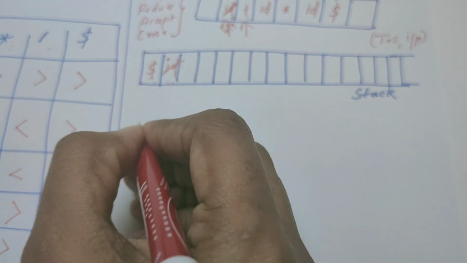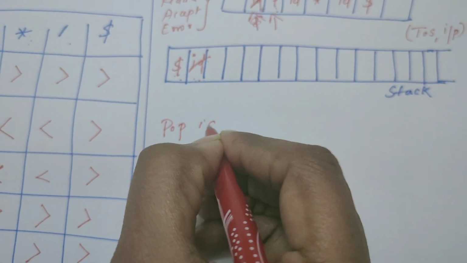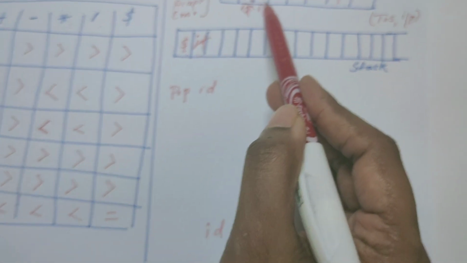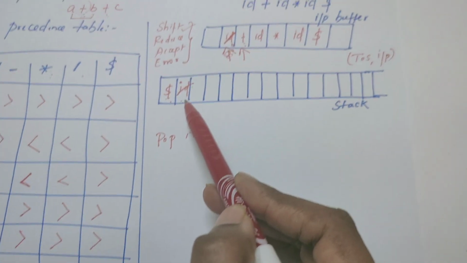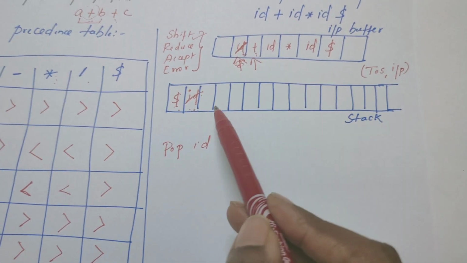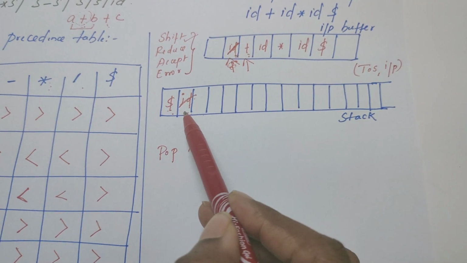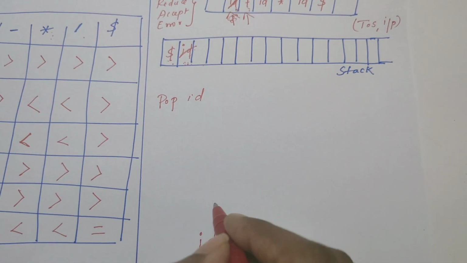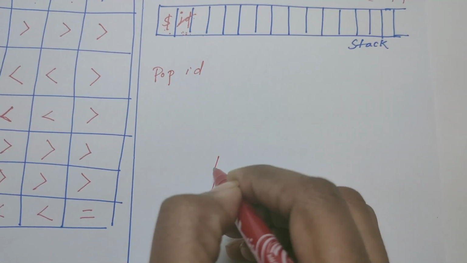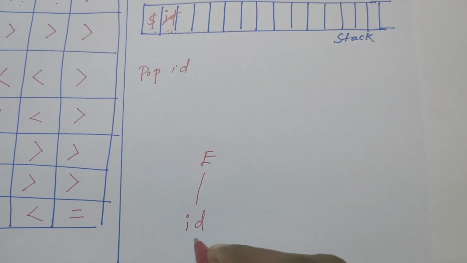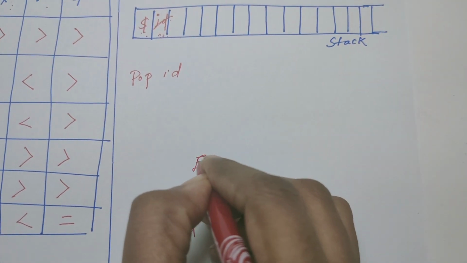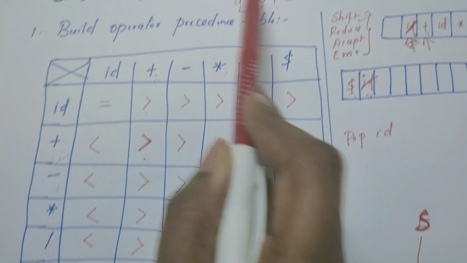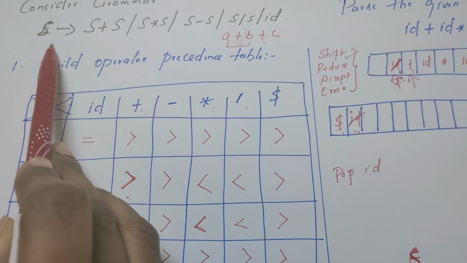I will write the operation here. Pop ID. So ID is popped out of the stack because the input symbol is having lower precedence than ID. Right? Before pushing this input symbol onto the stack, there should not be a higher precedence symbol at the top of the stack. So we popped ID. Whenever there is a pop operation, it is equivalent to a reduce operation. Now ID is reduced to S, because we have a rule S derives ID. Now this ID is reduced to S.